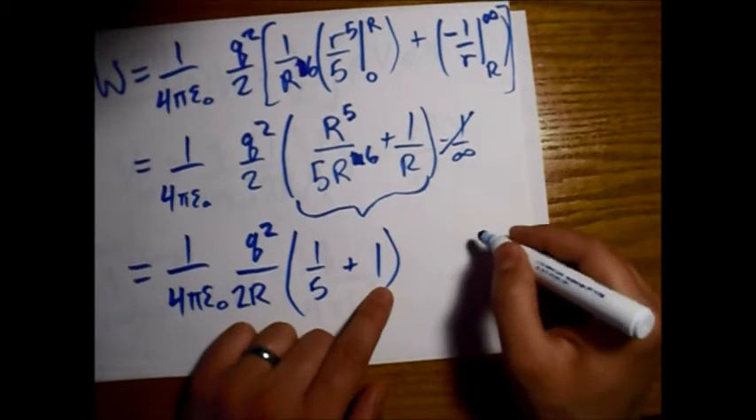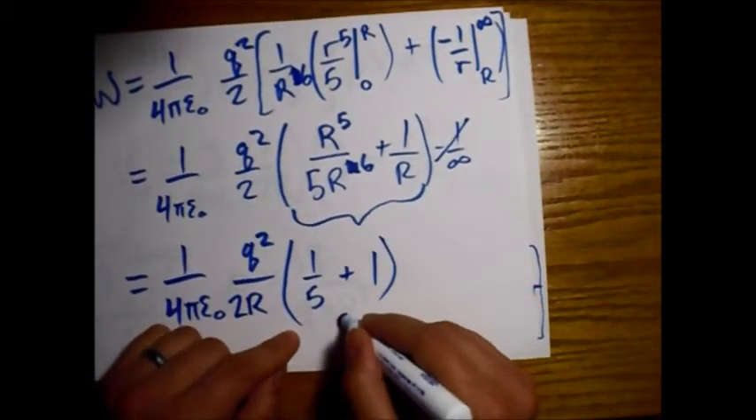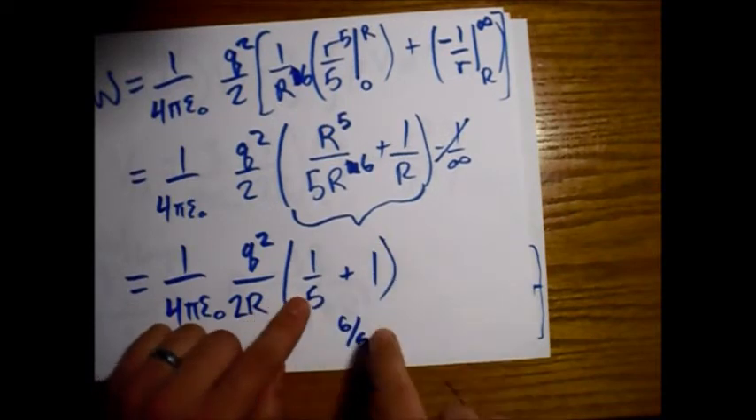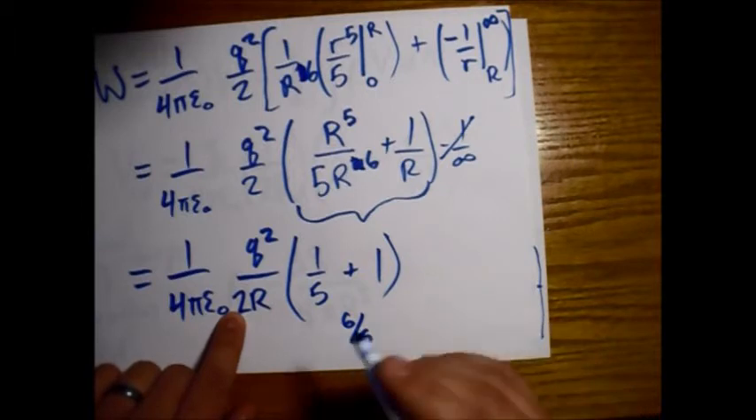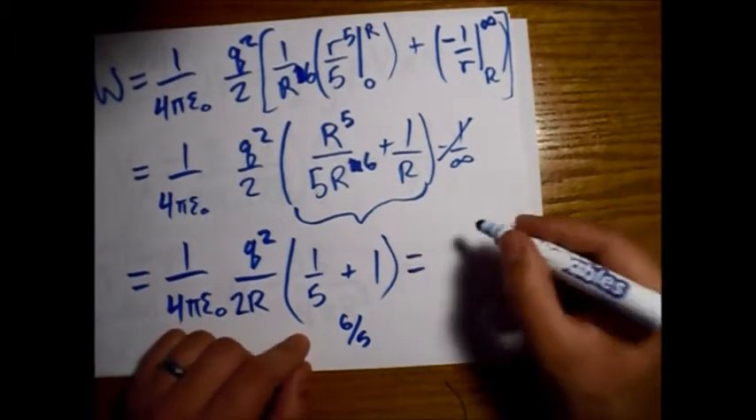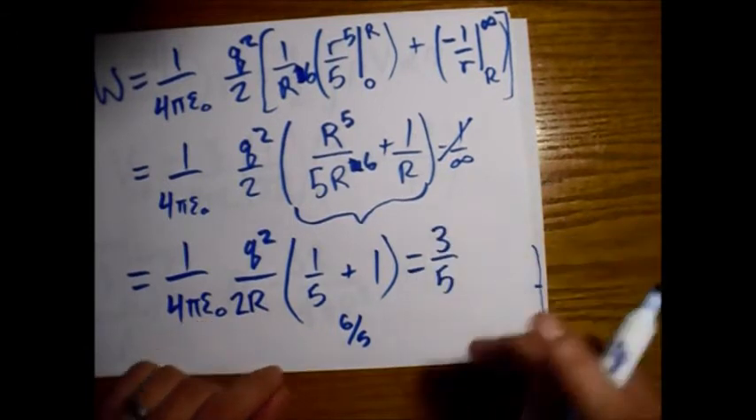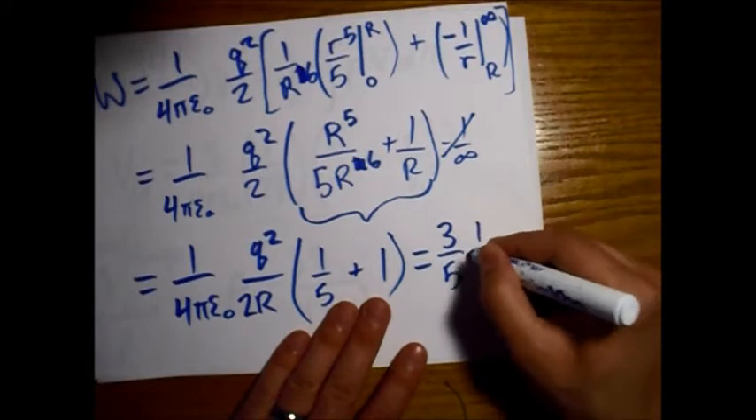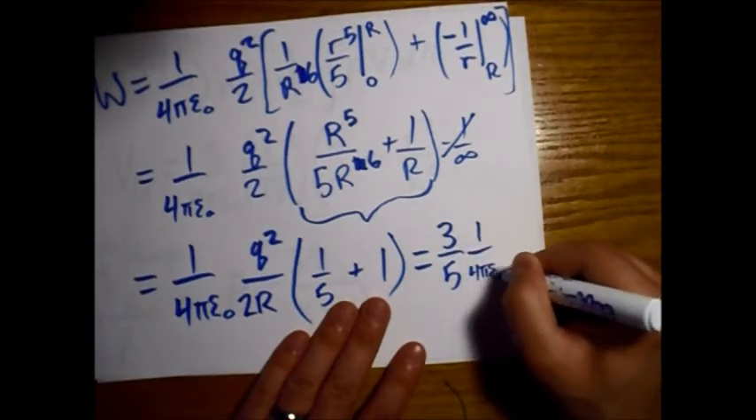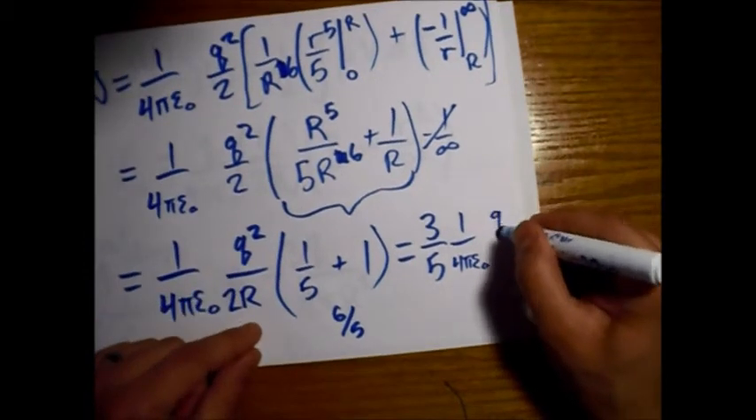Because we have a 6/5 on the top, or this is equal to 6 over 5 right here, this term right here, divided by 2, okay? So we'll get a 3/5, right? So a 3/5 from this 2 and this 6/5. Then we have our 1 over 4 pi epsilon naught. Then we have our q squared over r.